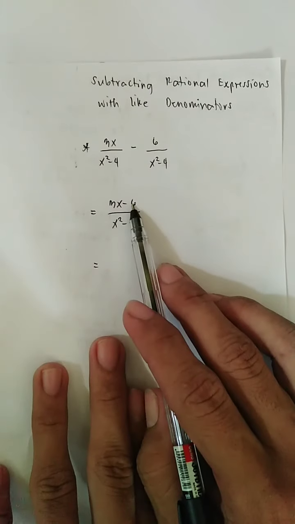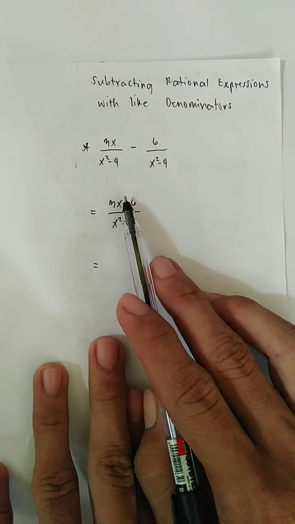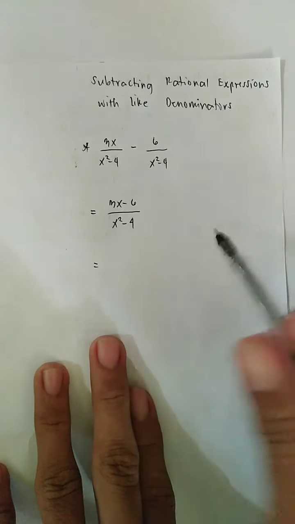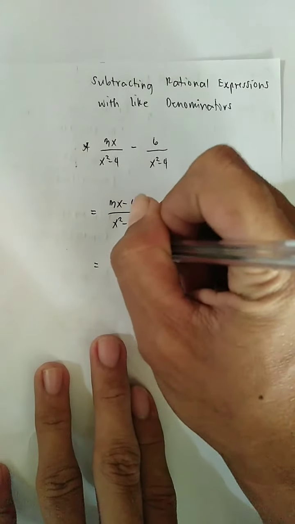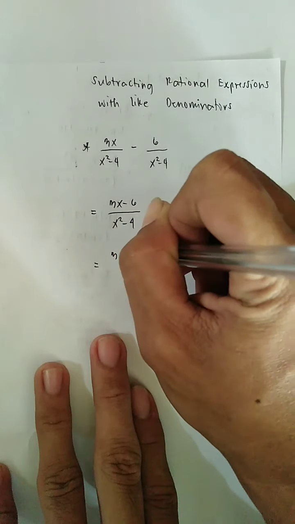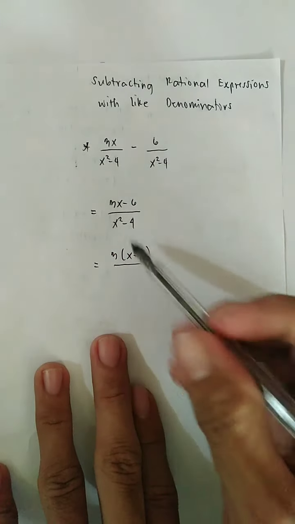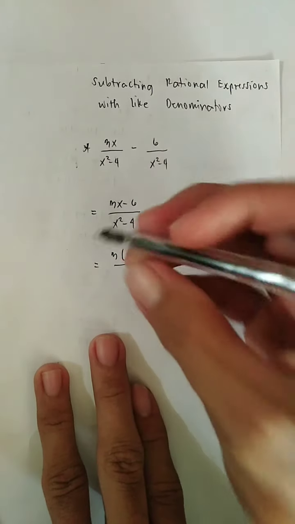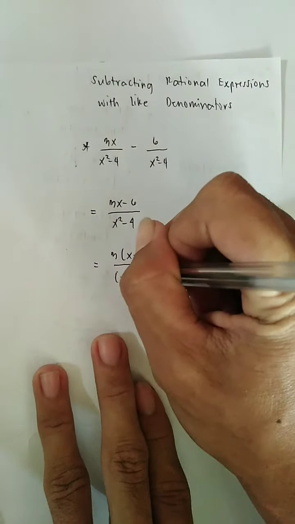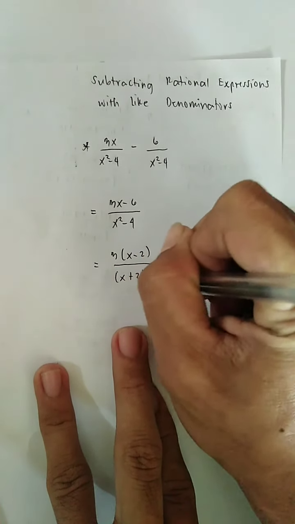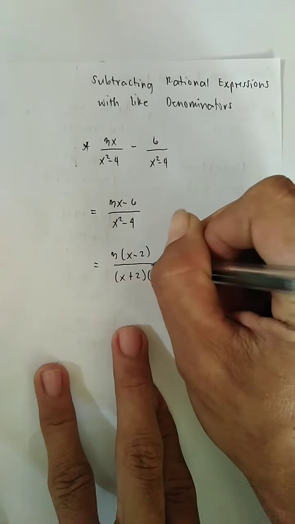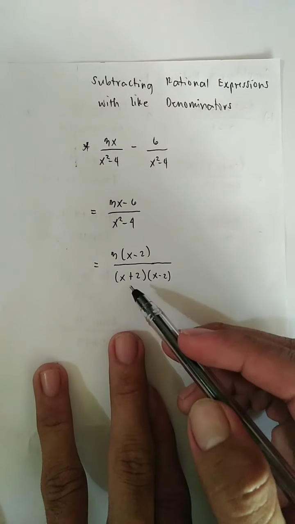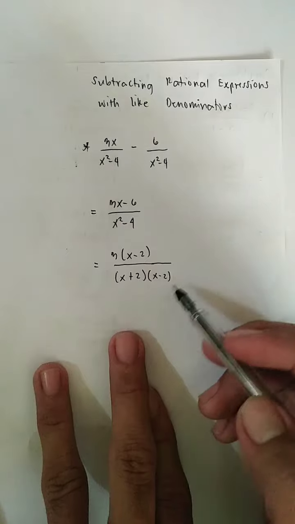If we factor out 3 in the numerator, it will result in 3 times x minus 2 over the factors for the difference of two squares. Here we have x squared minus 4, and the factors are x plus 2 and x minus 2. So these are the factors for the denominator defined by x squared minus 4.